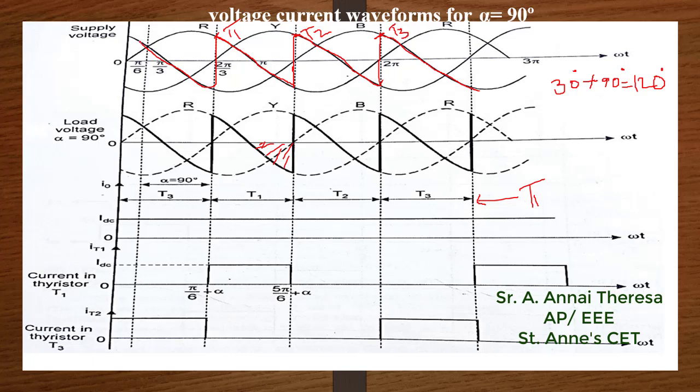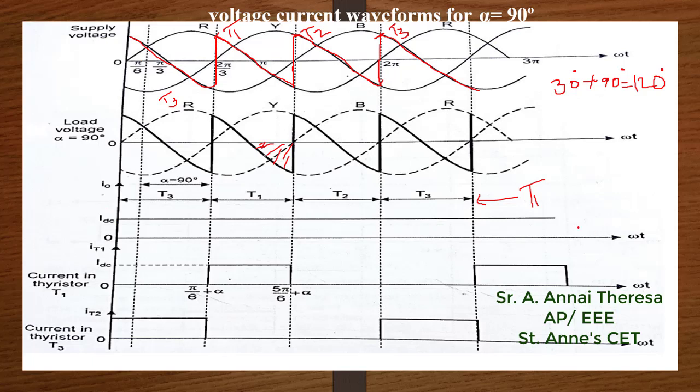Okay, this is because of T3. Okay, this is T1. This is due to T3. It is due to T3. Okay, so we have drawn the waveform for load voltage, that is output voltage, for alpha is equal to 90 degree.